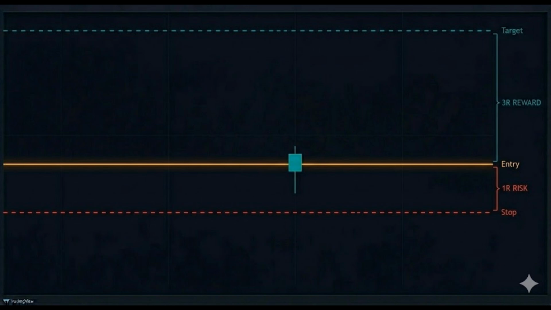That is my target. The risk is 18 pips. The target is 54 pips. That gives me a 3-to-1 risk reward. I set the trade and I leave it. No micromanagement until the 1R level is reached.